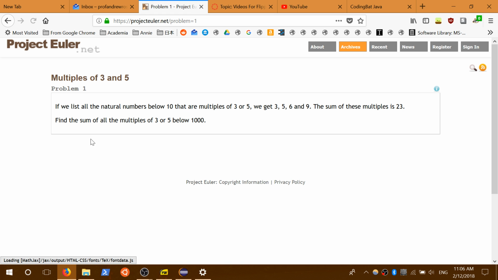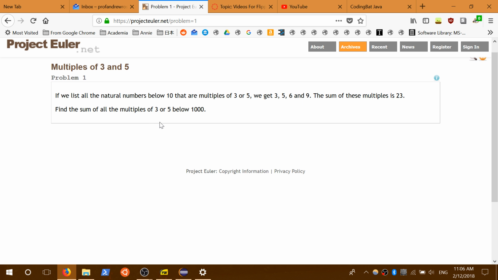Multiples of 3 and 5. So the problem is, if we list all the natural numbers, those are basically your positive counting integers, below 10 that are multiples of 3 or 5, you have 3, 5, 6, and 9. Okay? That makes sense to everybody so far? Add those together, you get 23. So the sum of all these is 23.